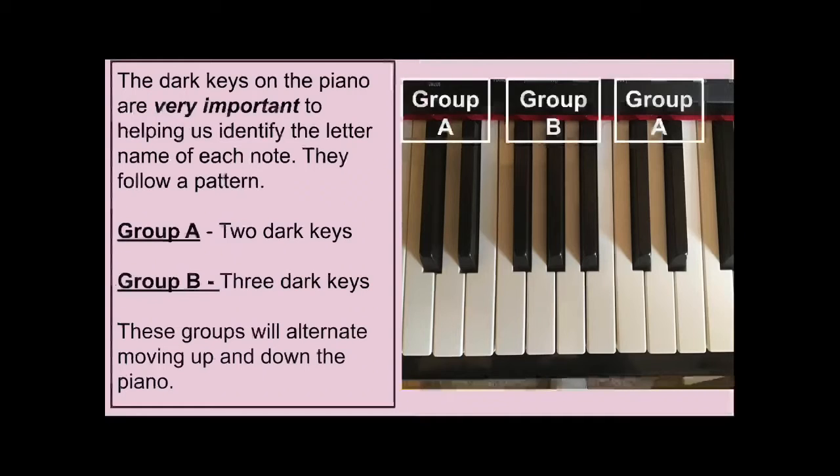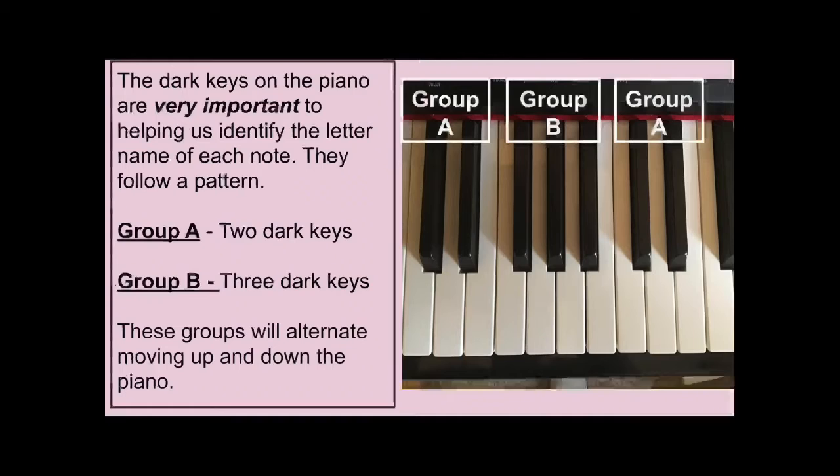So in this slide, you will see that our dark keys are organized into two groups. The groups of the dark keys are so important to helping us identify the letter name of each note because they follow a pattern. You will see in the picture that group A shows that there are two dark keys together, while group B shows that there are three dark keys together. And then you see group A again because it will alternate going up and down the piano.